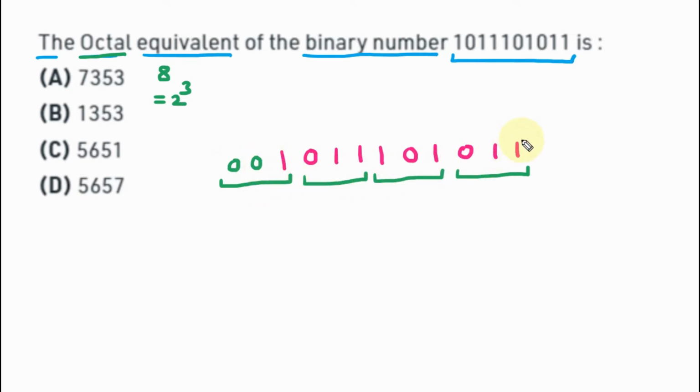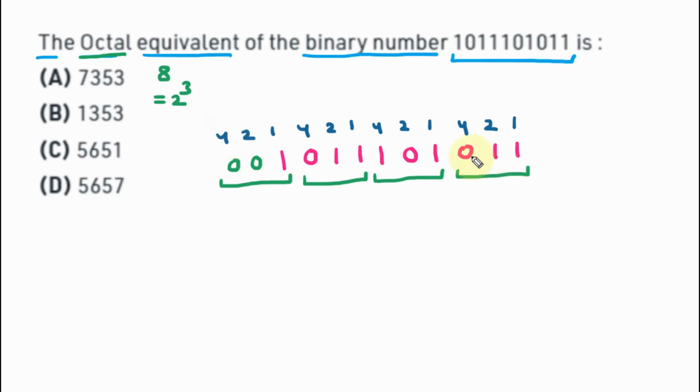Now above that, in first pair simply write 1, 2, 4. In the next 1, 2, 4. In the next 1, 2, 4. Again in the next 1, 2, 4.